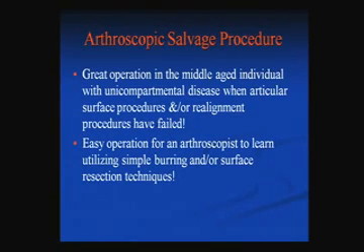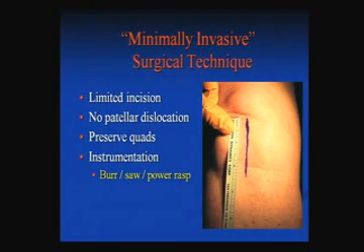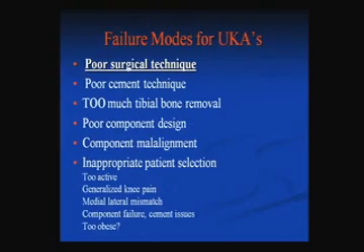It's a great operation, middle-aged individual with unicompartmental disease, when articular surface procedures and or realignment procedures have failed. It's an easy operation for an arthroscopist to learn utilizing simple burring and or surface resection techniques. We do these through very limited incisions, no patellar dislocation, preserve the quads. You can use a burr, saw, or power rasp, depending on which prosthesis you're utilizing.